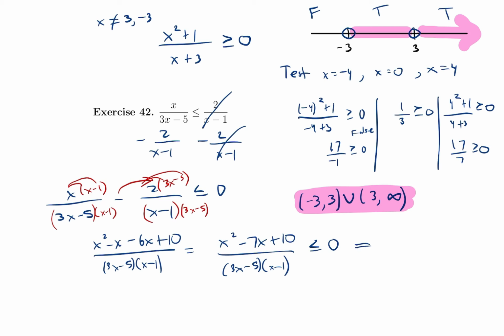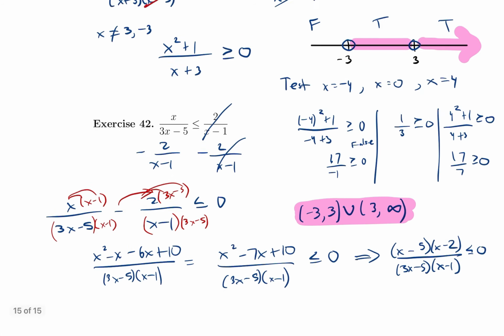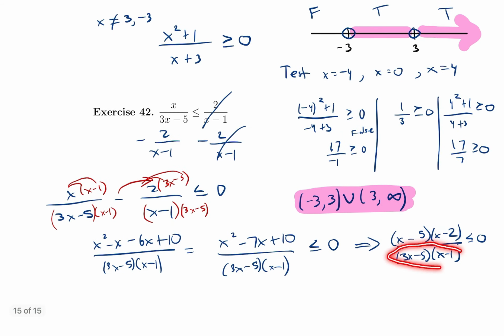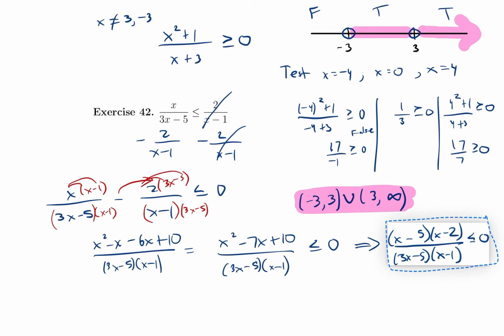That's a trinomial that can be factored. And so that becomes x minus 5, x minus 2 over 3x minus 5, x minus 1, less than or equal to 0. And now we're in the situation that we were in the previous example. So we set the denominators equal to 0 to see what the excluded values should be. So I'm going to write this on a separate page, because we're out of space. So I'll copy, and let me write that on a new page.